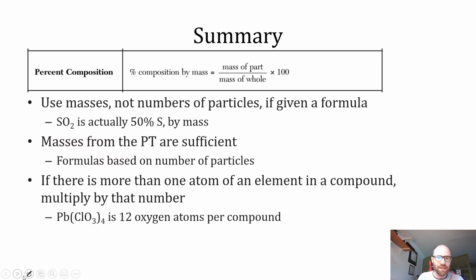So to sum things up, your percent composition formula is there. It's on your reference tables. Please use it. You're using masses, not number of particles. So like SO2 is actually 50% S and not 33% S, since you're going by mass. The masses from the periodic table will do if you don't have any given masses. We're going to go to the 10th place, of course, and you do have to incorporate that number of particles. Make sure you're multiplying and you're distributing as you need to, and the mass of an element in a compound is the product of all of those subscripts.